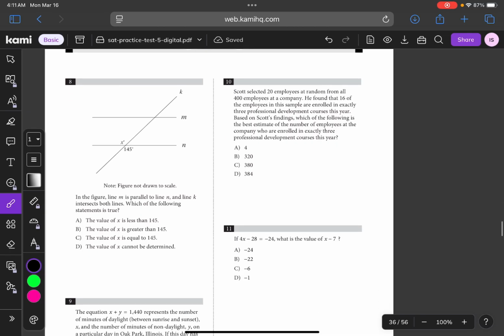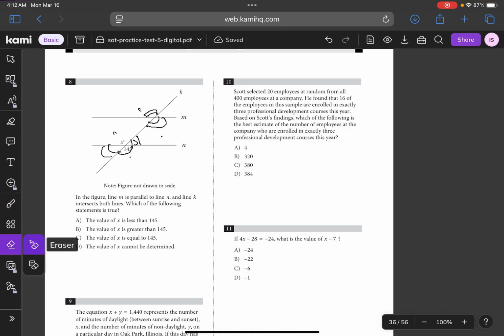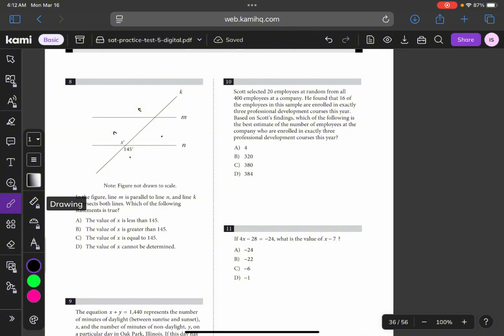Question number 8. Line M is parallel to line N, and line K intersects both lines. Which of the following statements is true? So let's start by looking at statement by statement. The value of x is less than 145. So the way that this works is these angles are equal if they're across from each other, then those are the same. So these are the same and these are the same. For example, same with these and these. But I don't want to draw all those lines, so it'll get confusing. So let me just stick with what I have here.